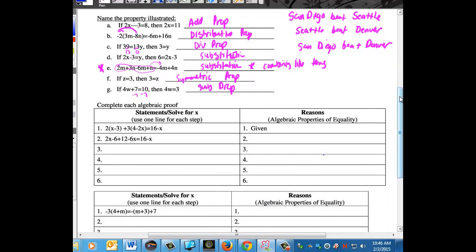Alright, we have a proof here, and again, the proof will always be given to us. So we have our first statement, which is the actual problem itself, and then that reason is always given. How do we go from statement 1 to statement 2 will be our second reason. So this 2 multiplies all the way through. That's known as the distributive property.